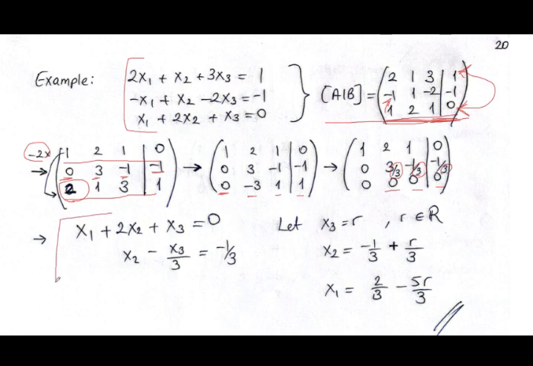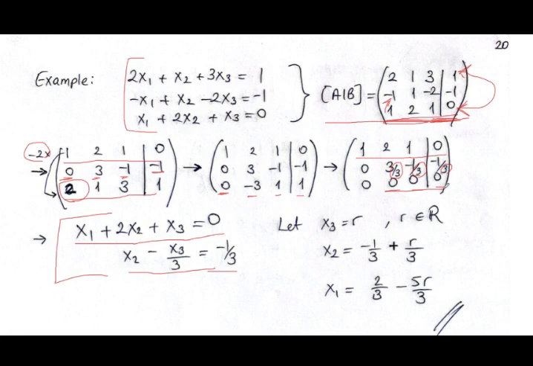And you can rewrite this now as the first row gives me this equation. The second row gives me x2 minus x3 over 3 equals 1 over 3. Then, because the third equation is not giving me any information, it's just a true statement, 0 equals 0 is always true. So effectively I have 2 equations here and 3 unknowns, which means I have infinitely many solutions.